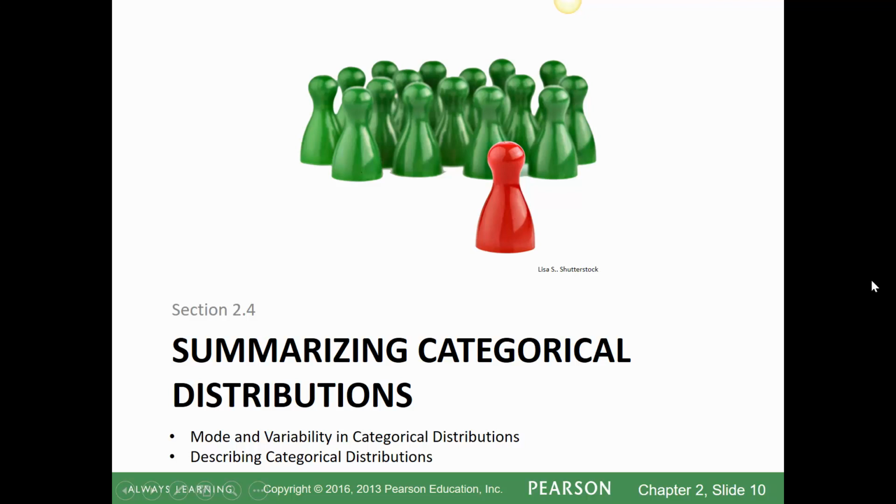Hi class, so continuing on in the 2.3-2.4 PowerPoint, we need to focus on section 2.4, which is titled Summarizing Categorical Distributions. So within this section, we're going to look at mode and variability for categorical variables, and also how to describe categorical distributions.